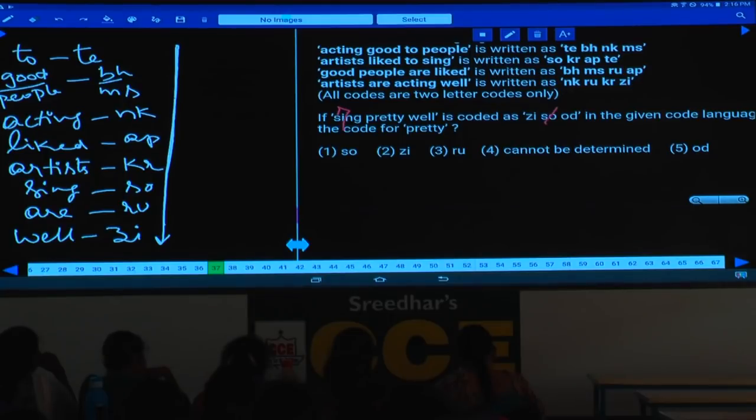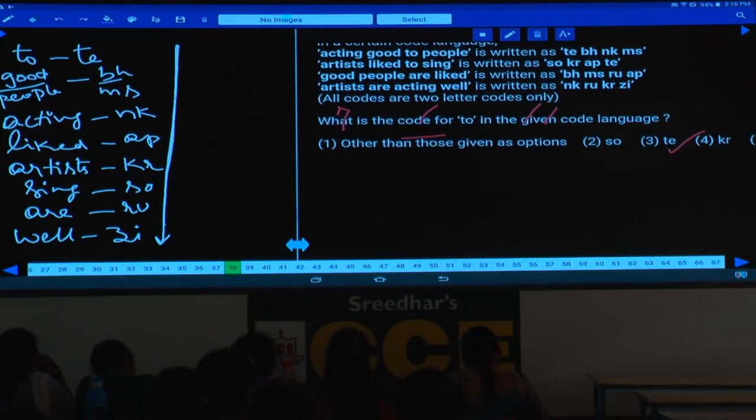Then sing is SO and pretty and well. Now well is ZA. Then what is the code to the word pretty here? OD. OD is the code to the word pretty. Hence OD is nowhere given here. Then next one. And what is the code for pretty? Pretty is OD, that is choice 5. The question is about the word pretty. Then question number 38. What is the code for the word to? To is TE, that is choice 3.